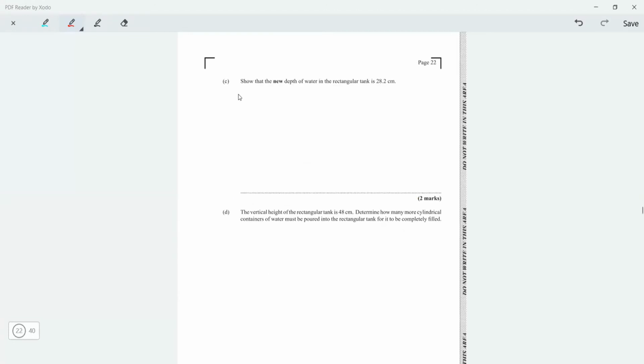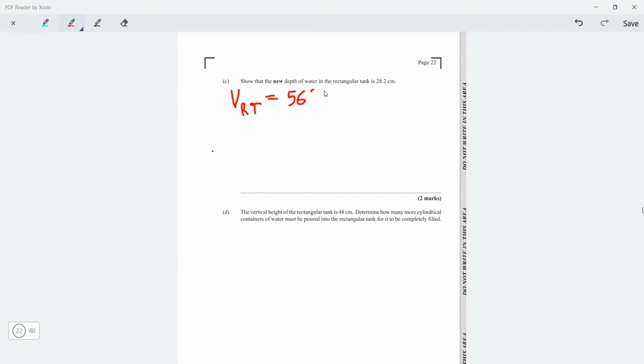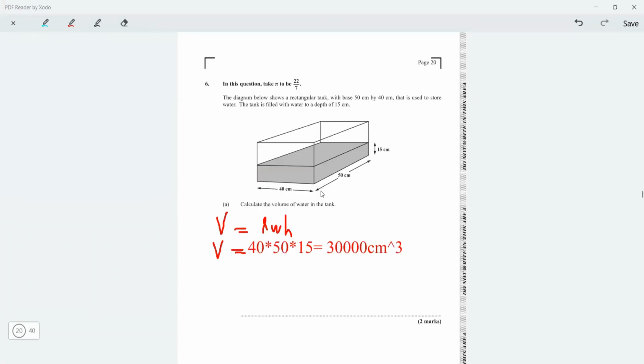So now we know that the new volume, the volume of water in the tank, is equal to 56,389.4, and this volume is now equal to length times width times height. We don't know what the new height is, but we know the length is still 40, we know the width is still 50, but now we don't know the new height.